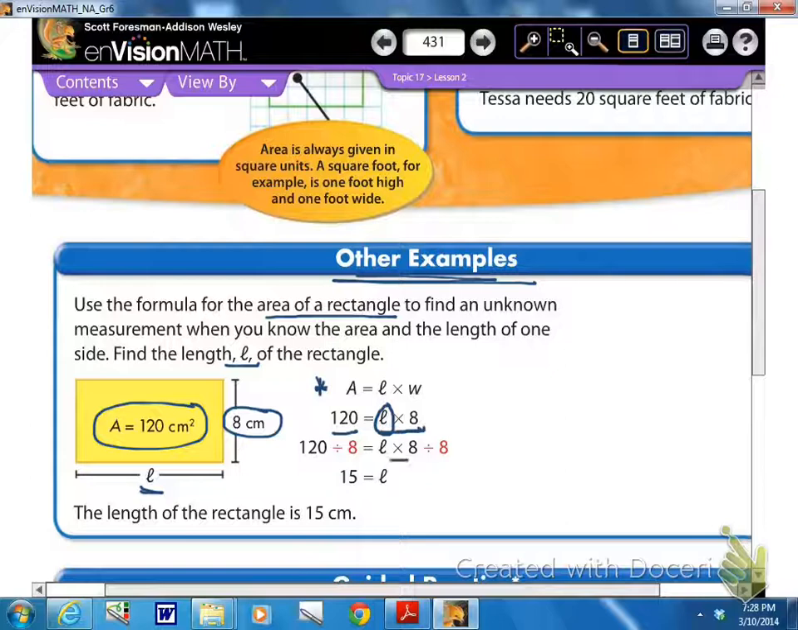Well, if we're multiplying by 8, then we do our opposite operation. We divide by 8, so that cancels out. And you do the same thing to the left side. Divide 120 by 8. You're left with L on the right side of the equal sign. And once you divide 120 by 8, you get 15. So you know that L is going to be 15 centimeters. Not squared. This is just the length, not the area. So just like we've done when we've been solving for equations before.